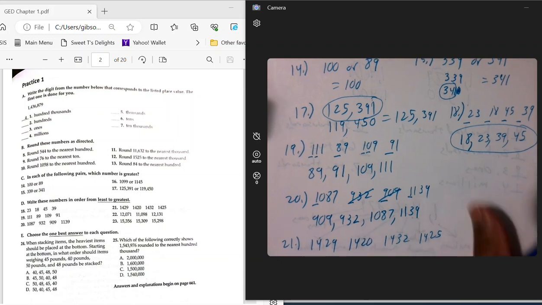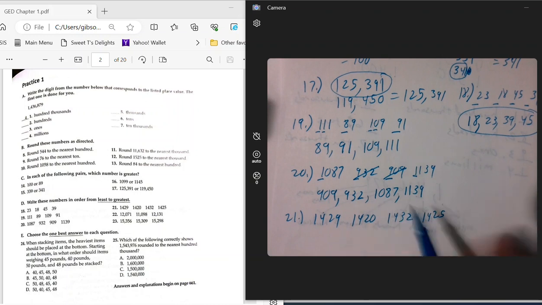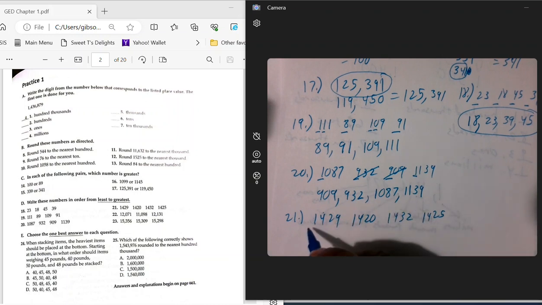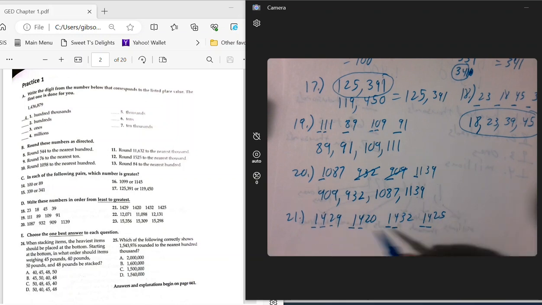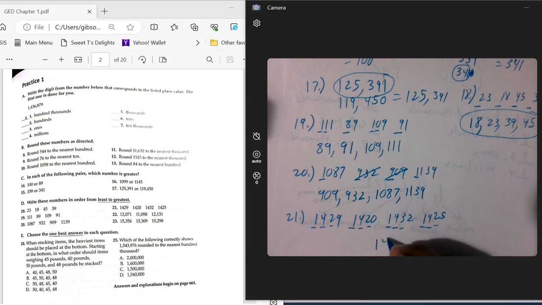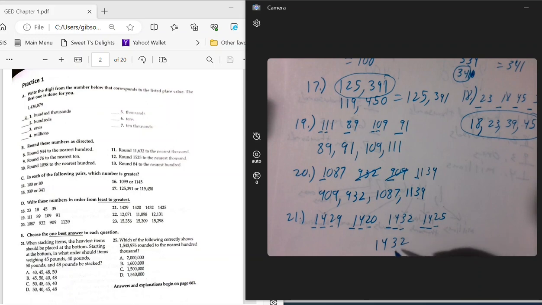So now, when we look here, we have all 4-digit numbers. So we'll look at the thousands place. All of them are the same. Now we go to the hundreds place. All of them are the same. Now we go to the tens place. Now the tens place, we have 2s and we have a 3. So we know this 3 is larger than all of them because all of the rest has 2s. So our last value will be this 1,432. That will be our last value.